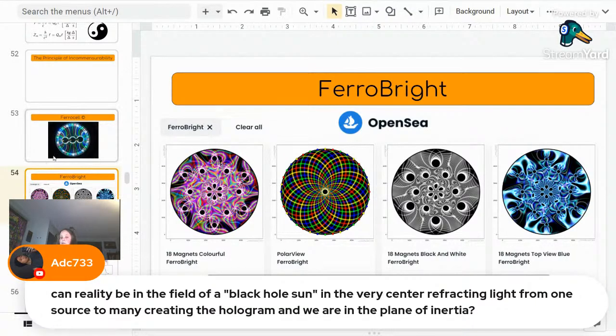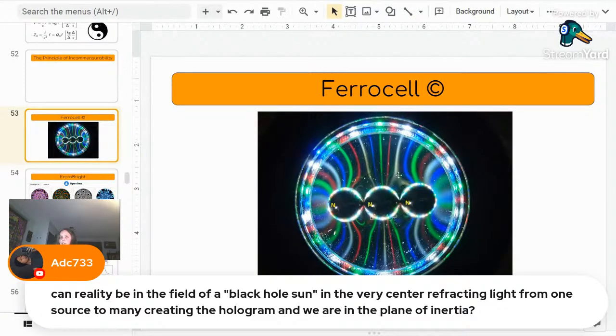Okay, so Ferrobright, these are beautiful images that I generated using the software that AB Science gave me to simulate almost perfectly the ferrocell. And so I don't know if it kind of answers the question, can reality be a field? Reality can be created by a field, but what we see in reality might give us a false impression of what's going on, because a lot of people had the false impression that these lights were actually field lines, and they aren't. These lights are just the lights reflecting off of the field lines into your eye.